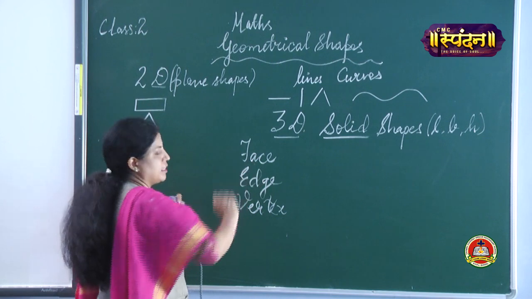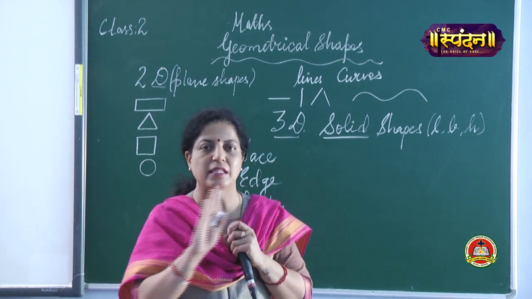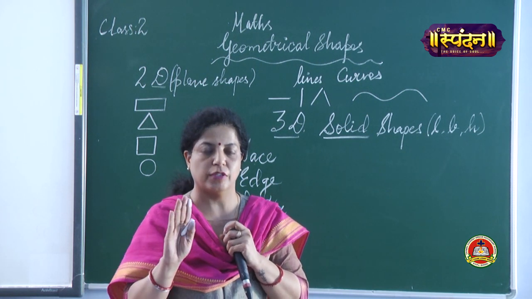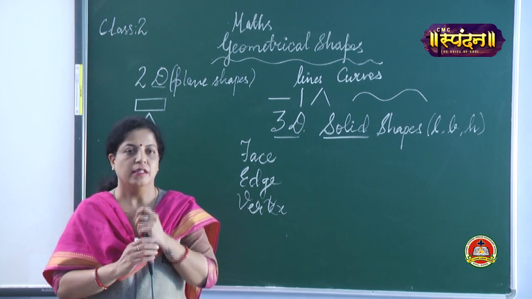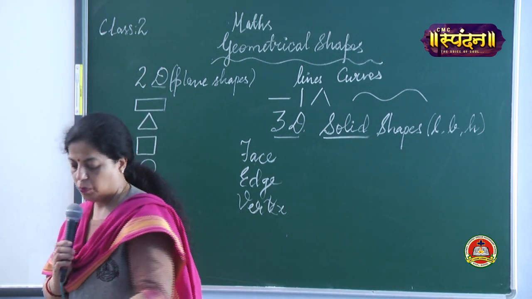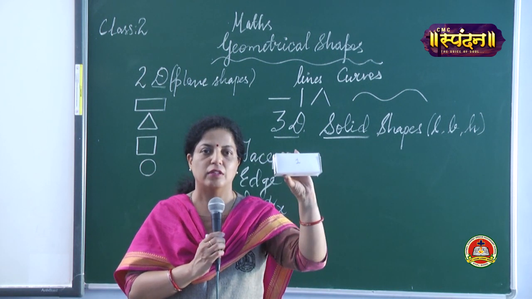So, what is a face here? A face means a solid shape having the plane surface. The plane surface of a solid shape is called its face. Fine. Suppose I am showing you this box. Okay. Which shape is it? It is rectangular in shape.